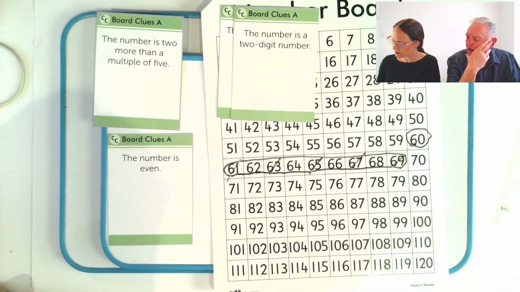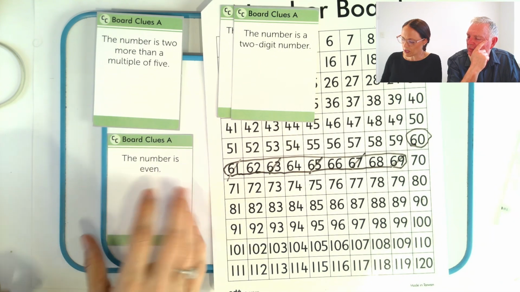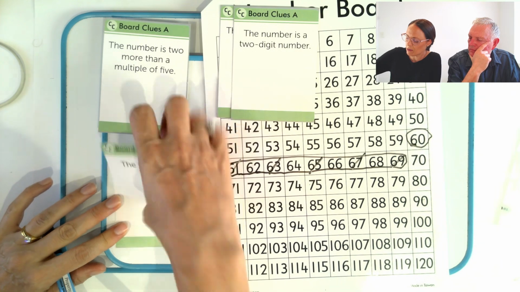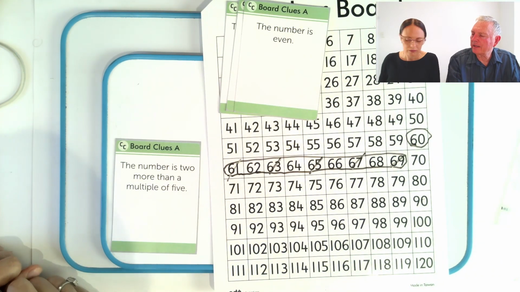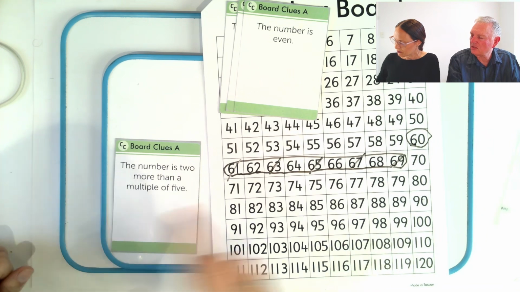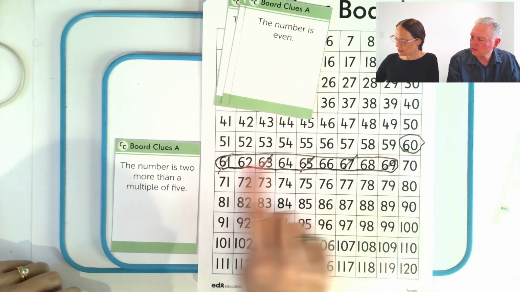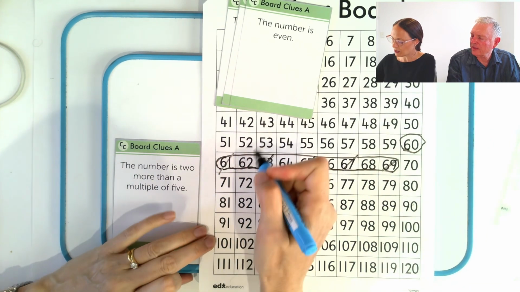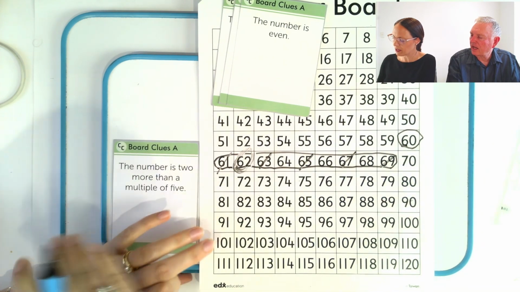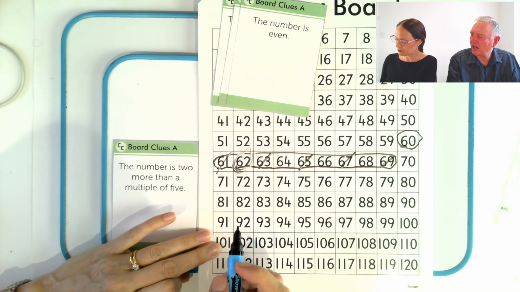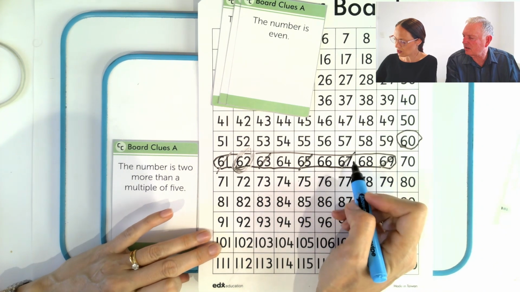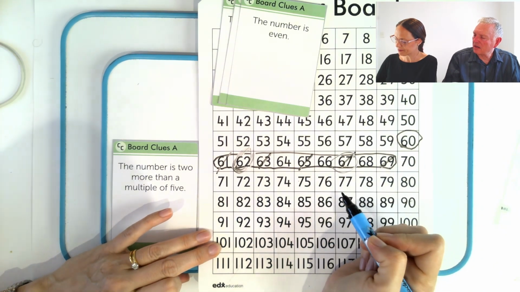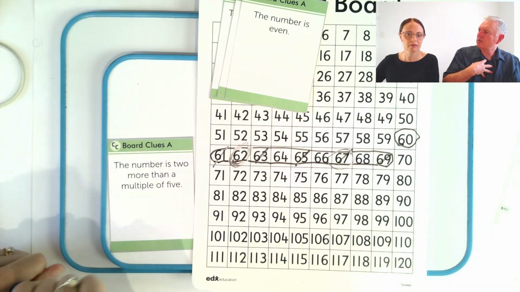Now, hang on, there's a clue that says the number is 2 more than a multiple of 5. I'm just going to move this one because we've done it. Sorry, number's even. Good. 2 more than a multiple of 5. So a multiple of 5 would be 60, 2 more would be 62. So we could put a mark around 62. Okay, I'm going to put a big circle around that one. And then, hang on, another multiple of 5 in that domain is 65, so it'd be 67, but it's already crossed out. So I think the answer is 62.